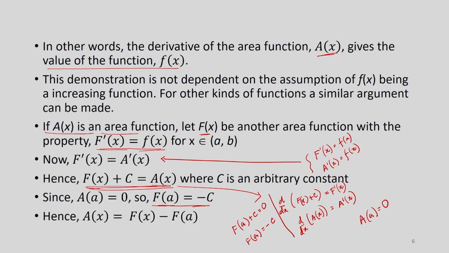All right, and therefore, I can write F of x minus F of a is equal to A of x. I have just substituted, in case of c, I have substituted minus of F of a, right, in this relationship. Therefore, I get capital A of x is equal to F of x minus F of a. Now, what is the implication of this relation?